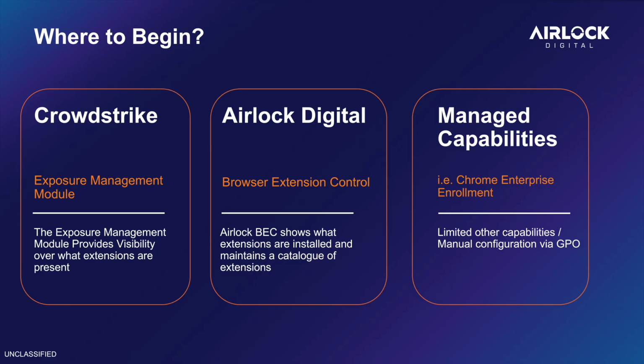The first thing to do is to get visibility as to what's actually installed. There's a number of different ways that we can do this that we'll touch on during this talk. There's CrowdStrike using the exposure management module. I'll talk about that in a second. Airlock Digital, so we have browser extension control where we can show you what extensions you have installed and control them. And then there are a number of managed capabilities such as Chrome Enterprise Enrollment and also group policy as well. But these are the main three ways that we see are practical to bring some order to chaos here.